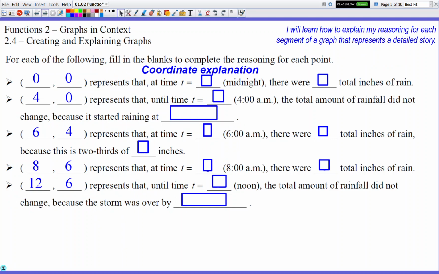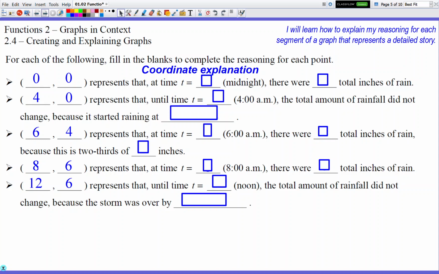Okay, next thing we want to explain is the dots on the graph. So how do we actually get all these dots to be where they are? And that comes into play with the questions that we answered on the very first slide, like how much rain fell at midnight, how much rain fell at 4 a.m., how much rain fell at 6 a.m., and all that kind of stuff. So all those questions help us figure out the coordinates of the graph. Okay, so this is what this next part is going to do.